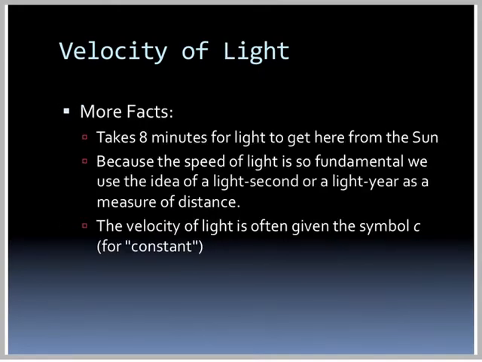So a few more facts. It takes 8 minutes for light to get here from the Sun. Because the speed of light is so fundamental, we can use the idea of a light second or a light year as a measure of distance. The velocity of light is often given the symbol c for constant.